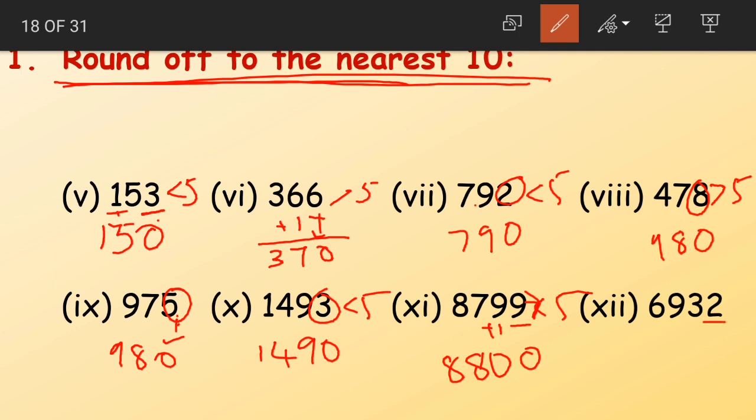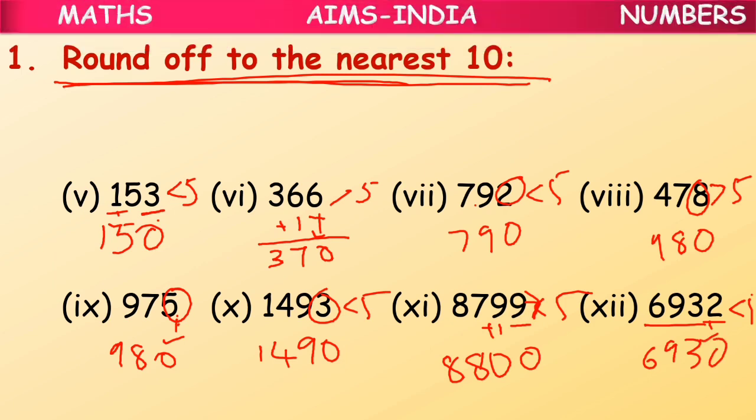6932. Now 2 is less than 5. So the remaining numbers will be the same, 693 and 0 in place of 2. Yes students, this is clear, right?